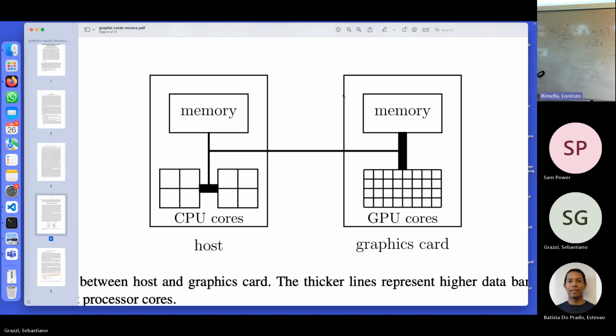You want to put the 1 over n in it? Yeah, maybe let's put the 1 over n.